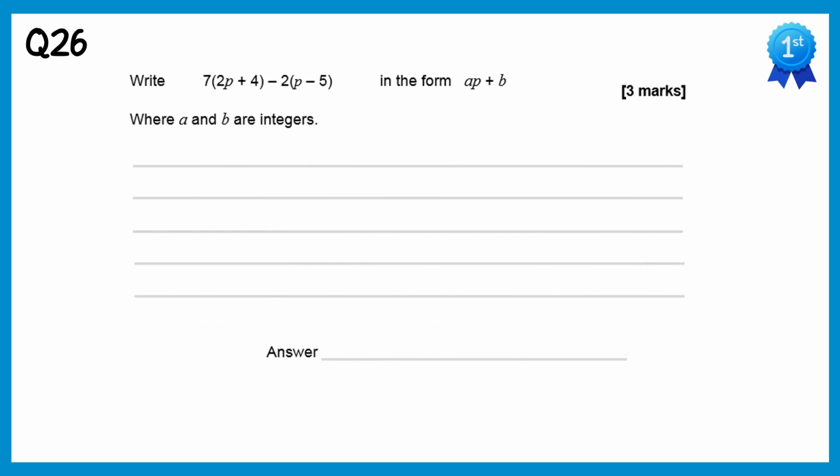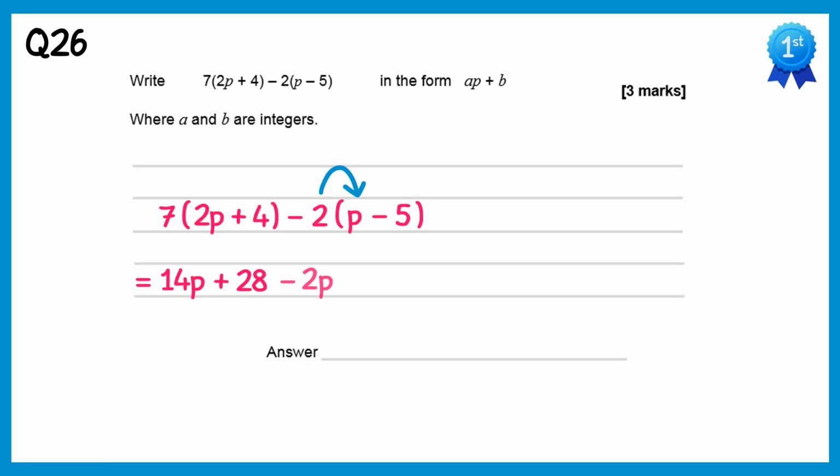For this question, we need to expand and simplify, so if we write the question out, we can do 7 times 2p, which is 14p, 7 times 4, which is plus 28, negative 2 times p, which is negative 2p, and then this one you have to be careful with, negative 2 times negative 5 is a positive 10. We can then simplify by collecting like terms, so we have 14p take 2p, which is 12p, and then 28 add 10, which is plus 38.